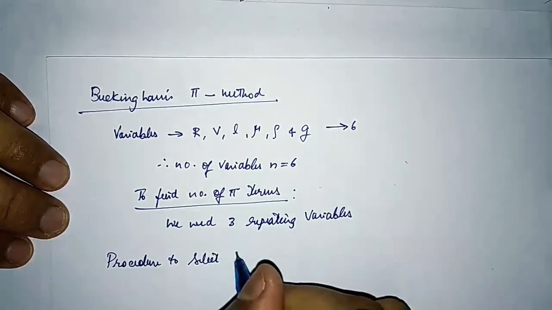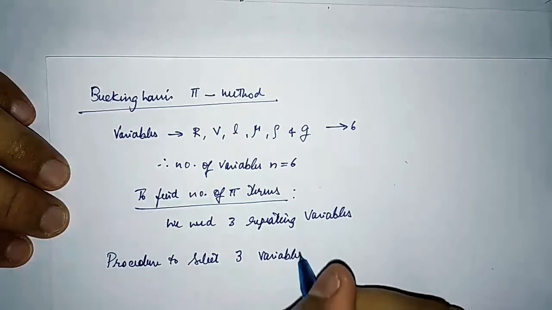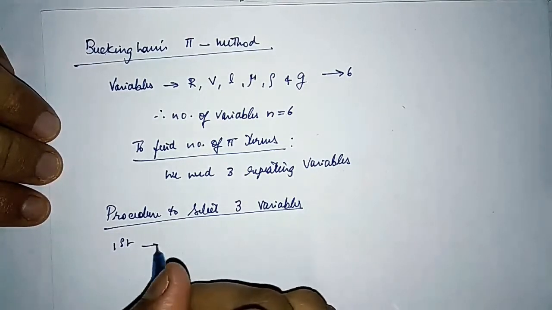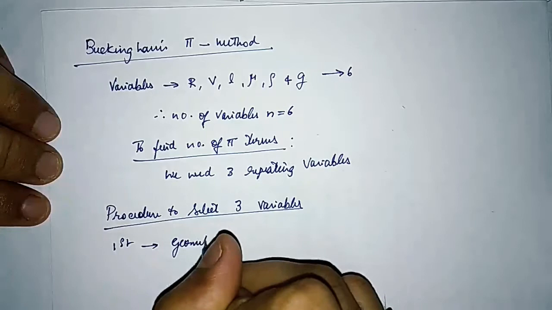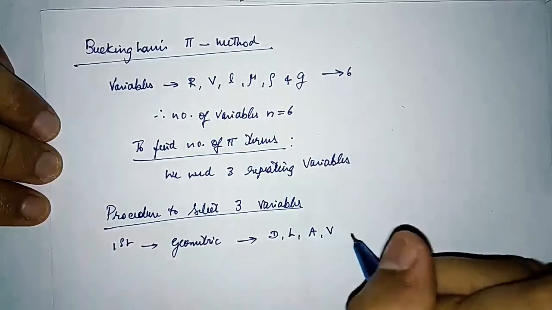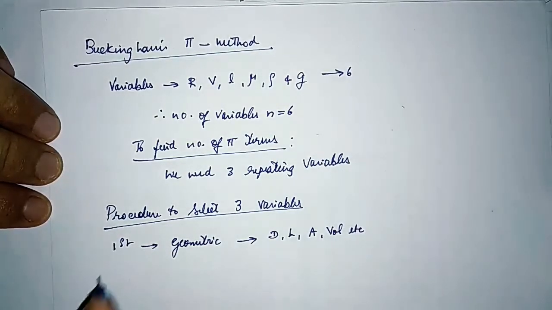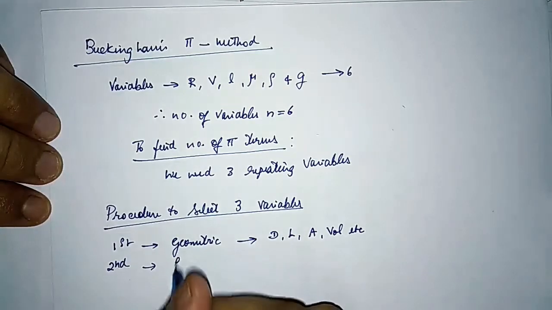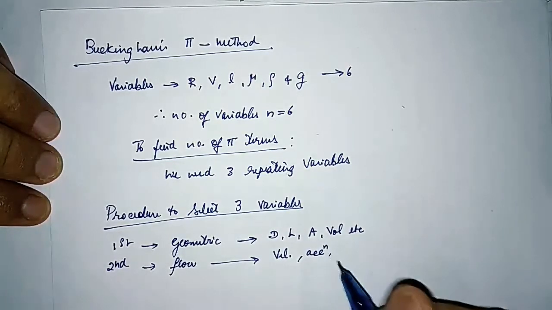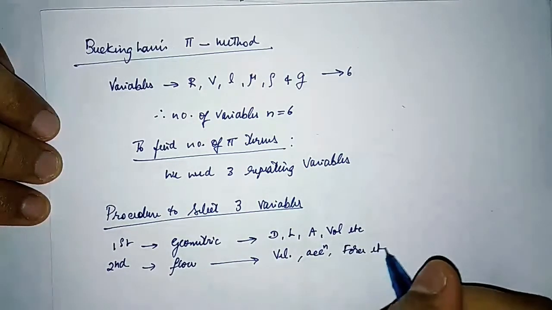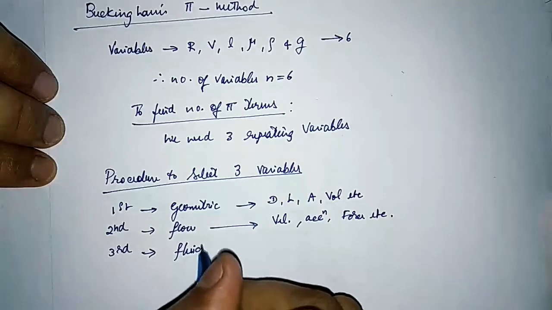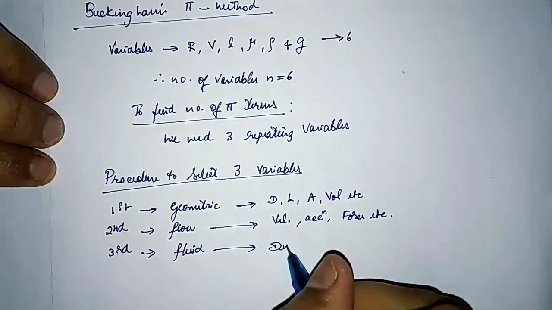So, the procedure to select 3 repeating variables. Starting with the first variable, it must be selected from the geometric property. Geometric property is like dimensions, d, that is diameter, length, area, volume, etc. The second variable must be selected from the flow property. Flow of fluid, like it is having some velocity, acceleration, force, momentum, etc. If such variables are given in the question, you can select. The third variable must be selected from the fluid property, like density, viscosity or specific gravity, something else.